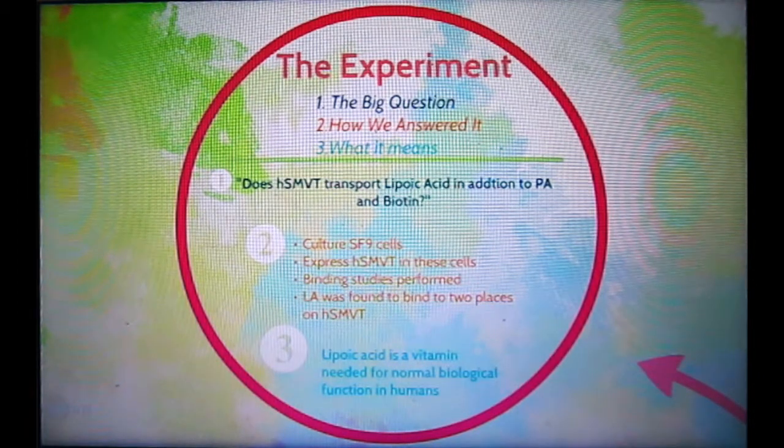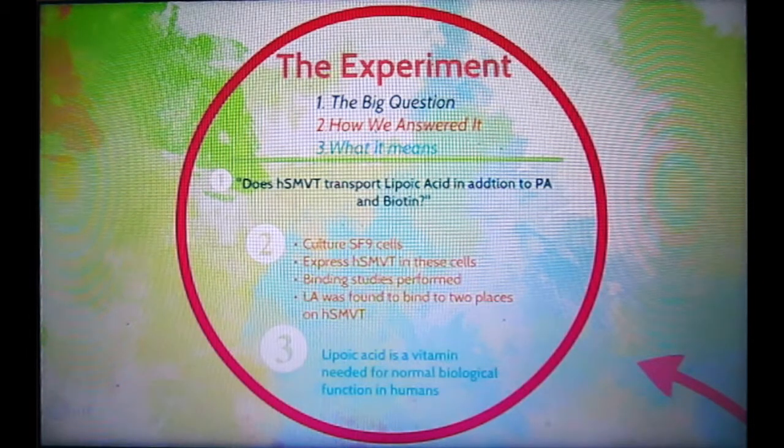From this, lipoic acid was found to bind to two places on HSMVT. Just a little more information on lipoic acid: it is a vitamin needed for normal biological function in humans. So this is a totally new function of HSMVT that was discovered, and it gives us a little more information on what HSMVT actually does in biological functions in humans.